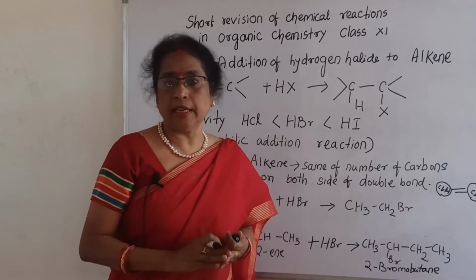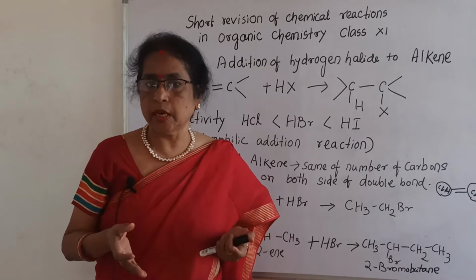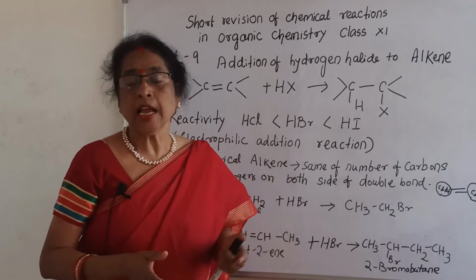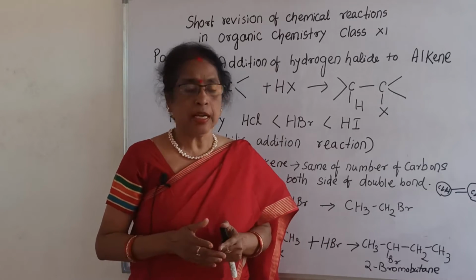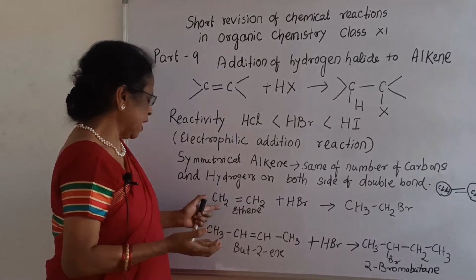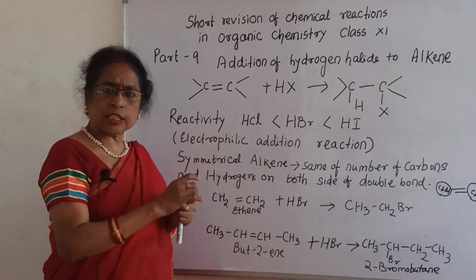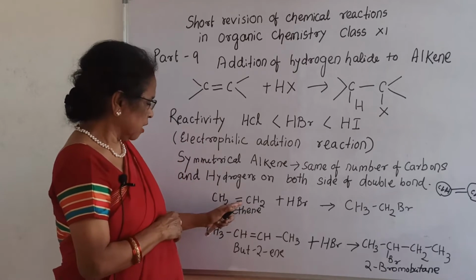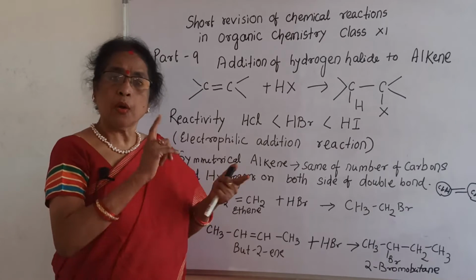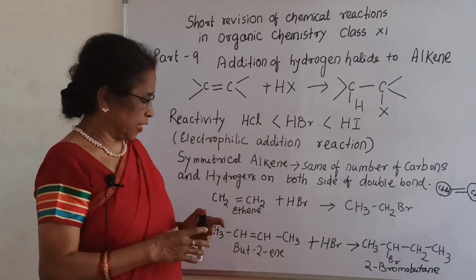Symmetrical alkene means it contains a double bond, and before and after the double bond you observe the number of carbon atoms and hydrogen atoms on both sides. If they are the same in number, then it is called symmetrical alkene. Now a simple example, ethene. You know ethene. What is the structure? CH2 double bond CH2. See, before the double bond 1 carbon 2 hydrogen, after the double bond 1 carbon 2 hydrogen. So it is a symmetrical alkene.